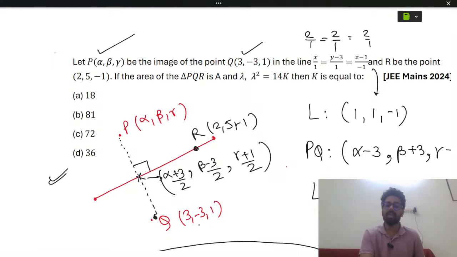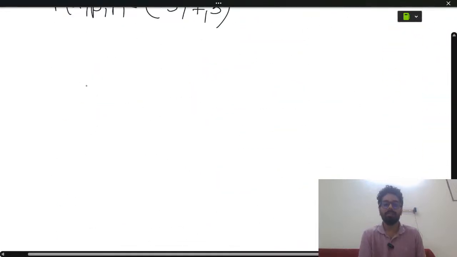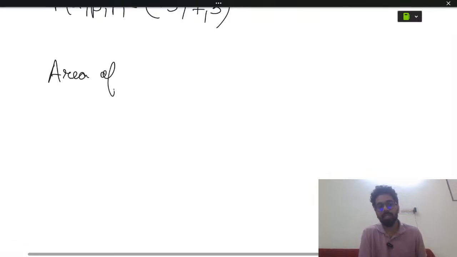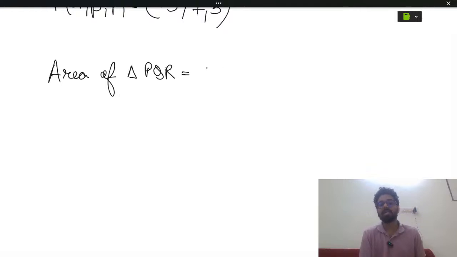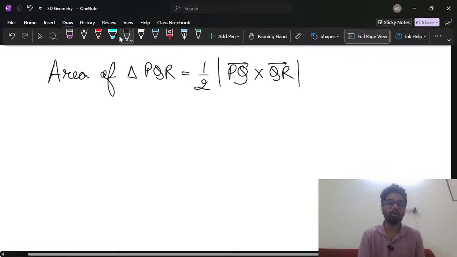Now, what is the area of the triangle? It's very easy. See, half into base into height. That's what you can get. But I want to tell you one thing, what is the area of a triangle in the vector form? Area of triangle PQR can be written as 1 by 2 the cross product of any two sides, PQ cross QR. And it is very important to know this in the vector form.